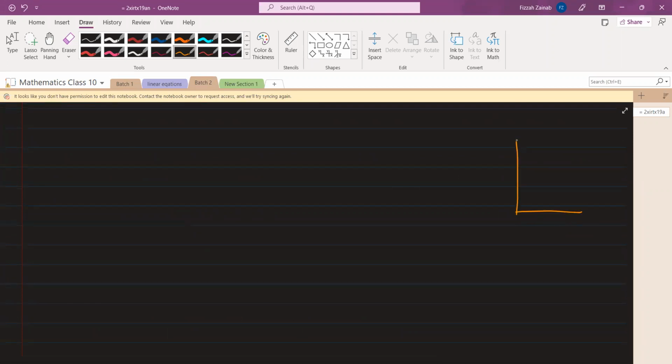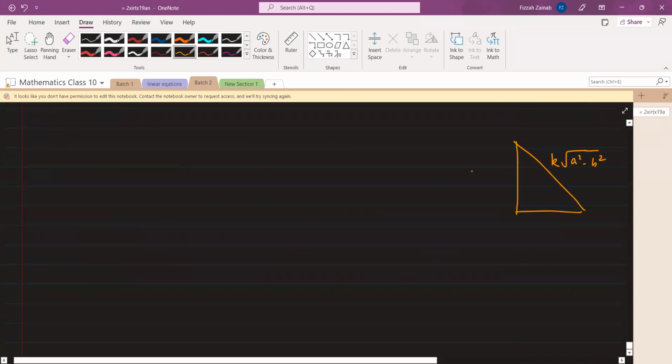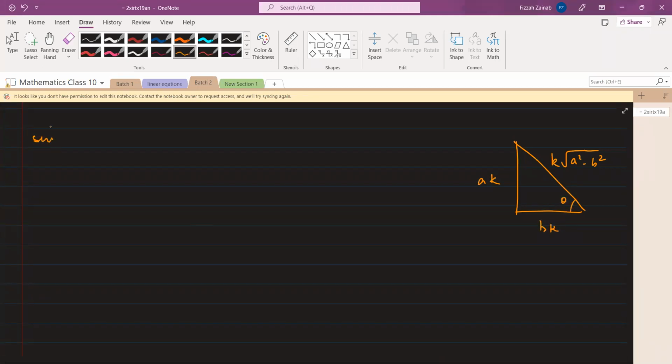Okay, I draw it again. So this is K into under root A square plus B square. And perpendicular was how much? AK and BK. Okay, AK and BK. This is your thing. So you write sine of theta, that is perpendicular by hypotenuse, right? That means AB by AC. So this is AK. Oh, sorry, you have to find something else, not the sine theta. Wait. A into sine theta. Okay. Then you need sine theta. Okay, that's fine. Sorry, I'm writing again.